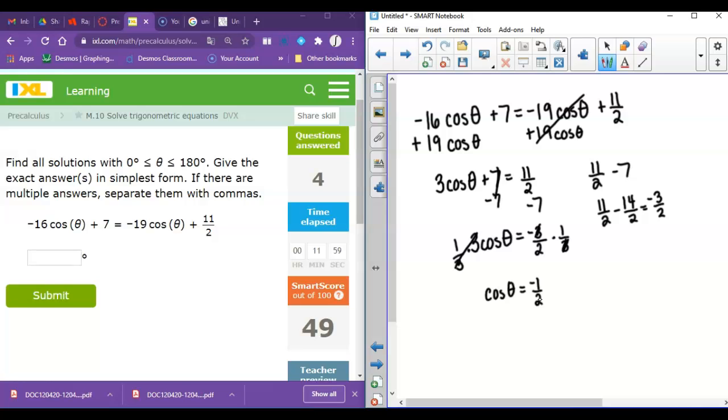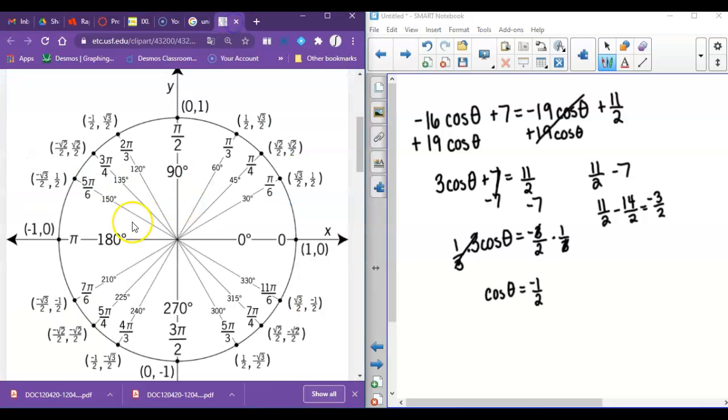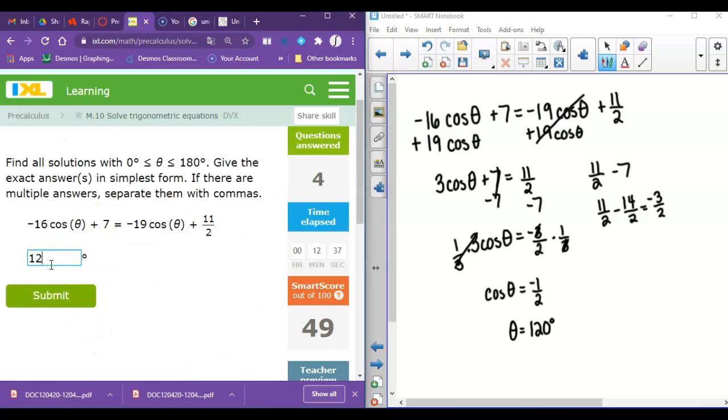1/2. This problem told us to look from 0 to 180 degrees. So when we look at that unit circle, we're looking from 0 to 180 degrees. And we're looking for where cosine, which is our x-coordinate, equals negative 1/2. Everything's positive in the first quadrant. Right here, we see we've got that negative 1/2 for our x-coordinate. So that is at 120 degrees. So theta is going to equal 120 degrees. So go back and type that in.